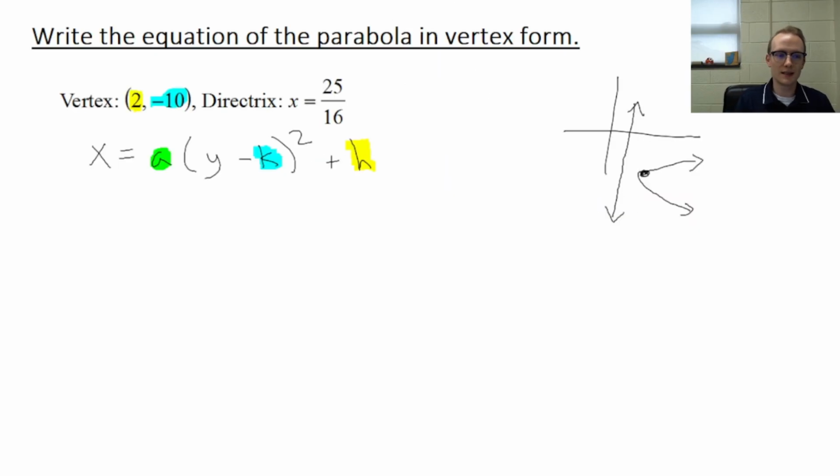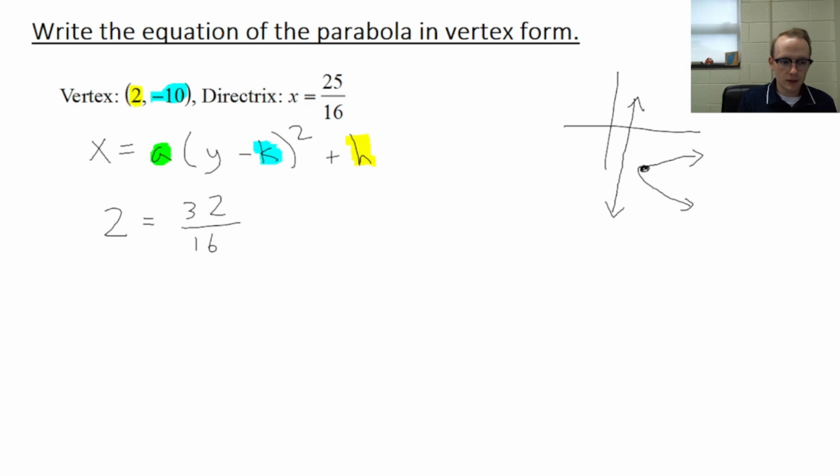All right, so what is the distance between 2, the x-coordinate of our vertex, and 25 over 16? Well, 2 is 32 over 16. All right, so the x-coordinate of our vertex is 32 over 16. Okay, so how far away is 32 over 16 from 25 over 16? Well, the directrix is negative 7 over 16 units away from our vertex.